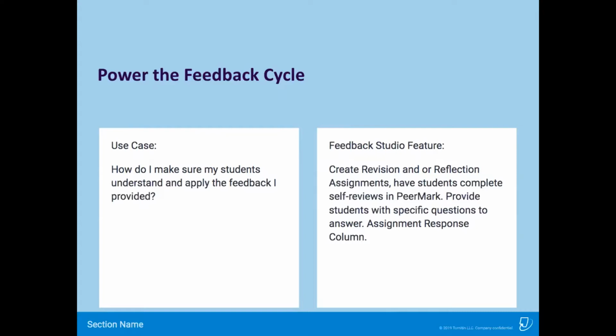Well, within Feedback Studio, you can create what are called revision assignments, reflection assignments. You can also have students complete self-reviews in the PeerMark module. Within PeerMark, you can provide students with specific questions to answer, or even on a reflection assignment, you can have them answer specific questions about what they learned in the writing process. To tell whether or not students have actually viewed the feedback and the grading you provided to them, you can see that under the assignment response column within your assignment inbox. Let's take a further look.